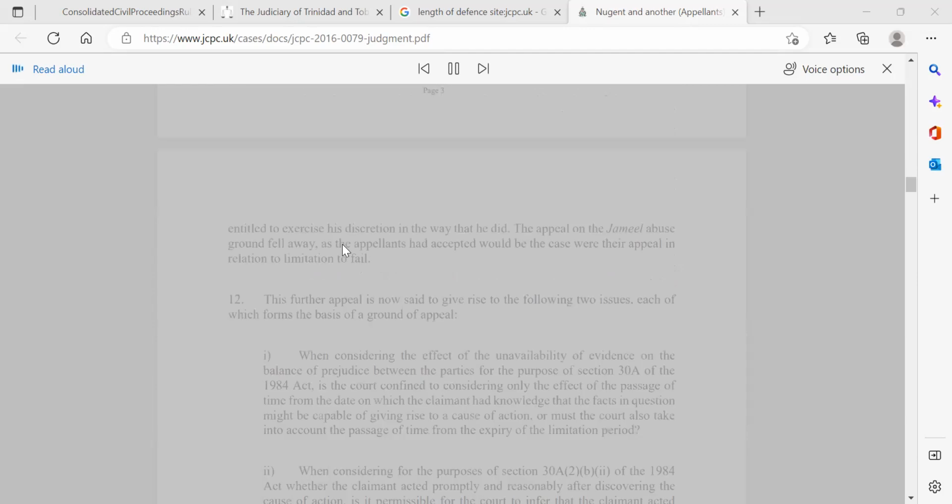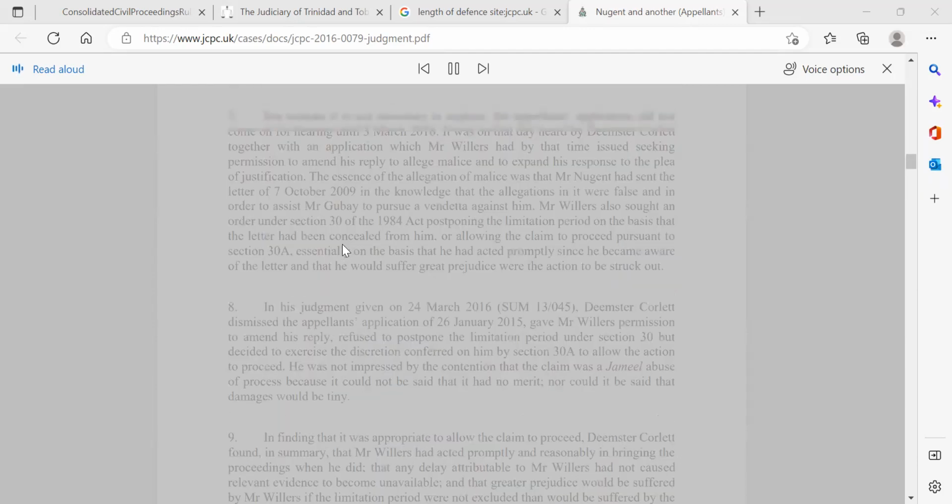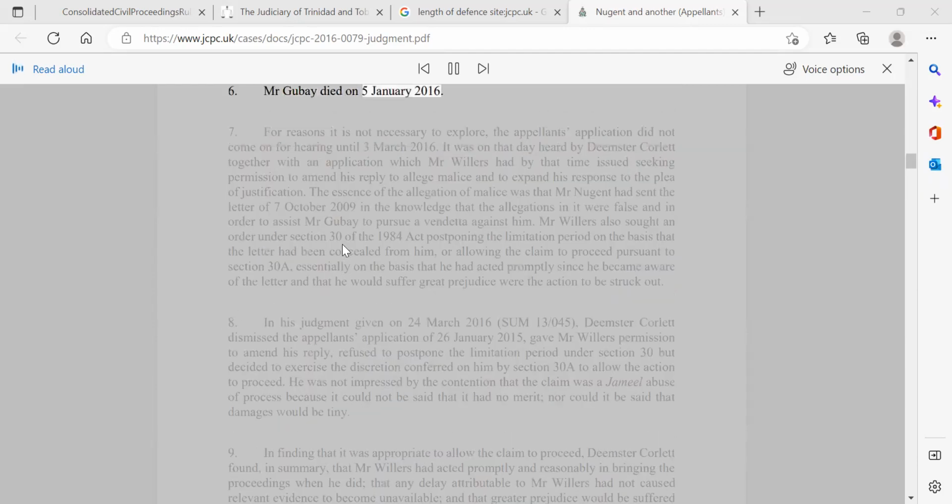6. Mr. Gubay died on January 5, 2016. 7. For reasons it is not necessary to explore, the appellant's application did not come on for hearing until March 3, 2016. It was on that day heard by Deemster Corlett together with an application which Mr. Willers had by that time issued seeking permission to amend his reply to allege malice and to expand his response to the plea of justification.